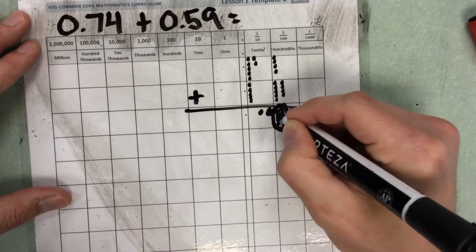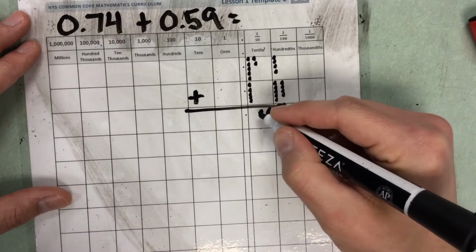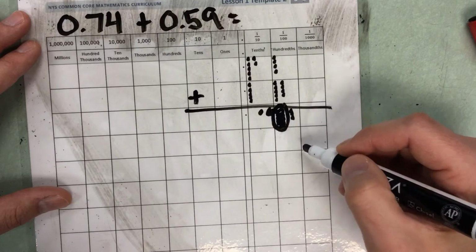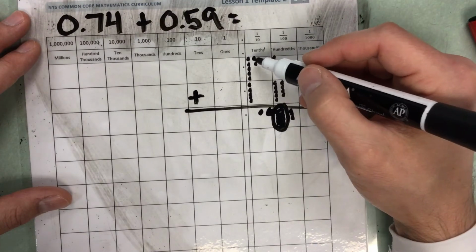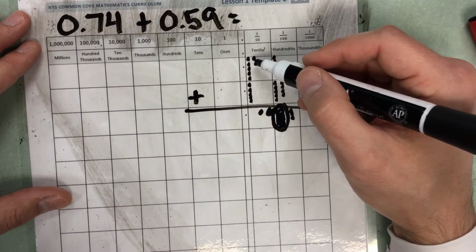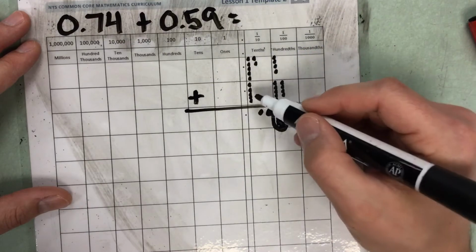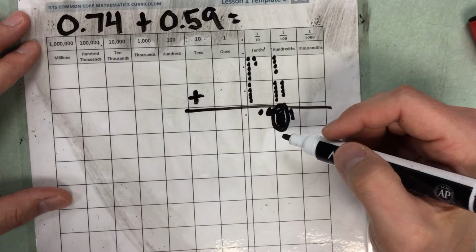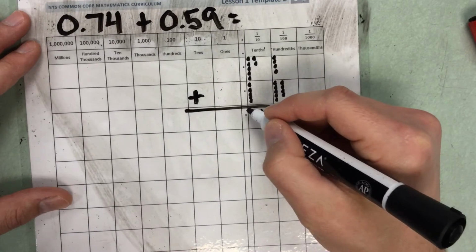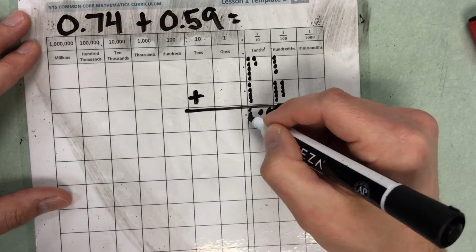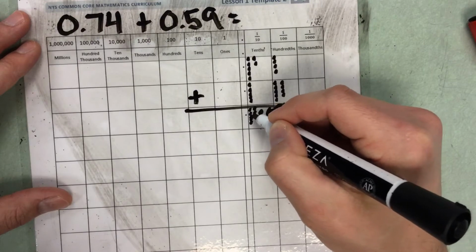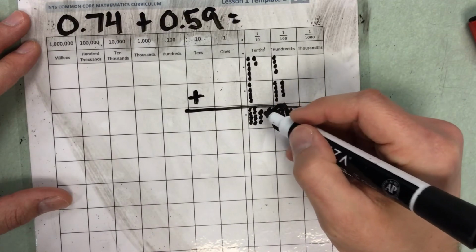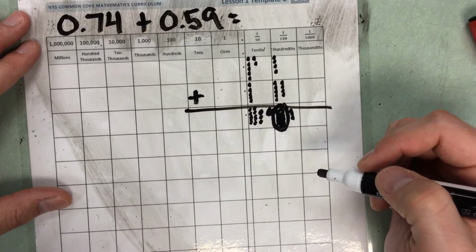So they are now gone. I bundled them together, and they moved over to become 1 tenth. So now I'm left with 3 hundredths. Let's add the tenths column. We have 7 tenths plus 5 tenths. How many would that give us? That would give us 12 tenths. Now remember, we still have that 1 tenth that we bundled and moved over.